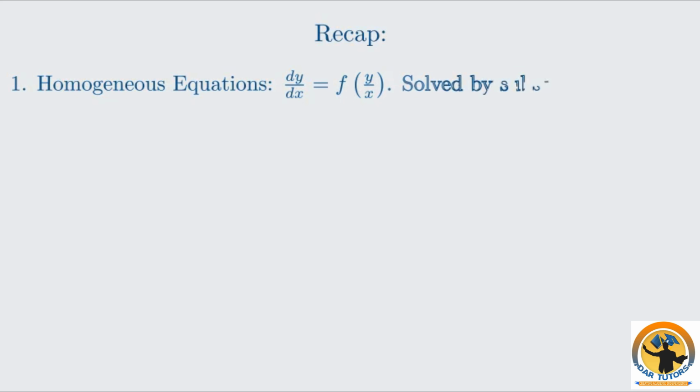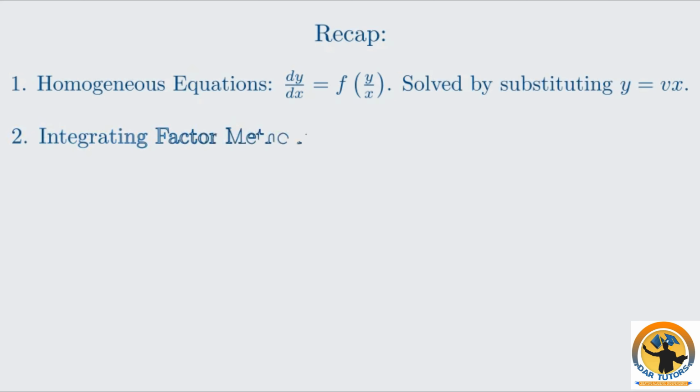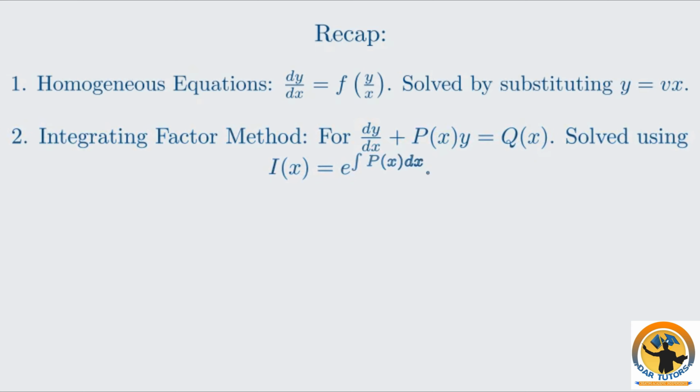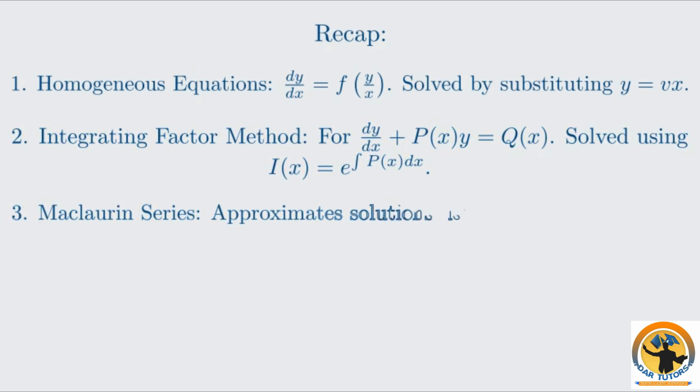Let's quickly recap what we've covered. We've explored three essential methods for solving and approximating differential equations. First, we learned how to solve homogeneous differential equations by using the substitution y equals vx to transform them into separable equations. Second, we mastered the integrating factor method for solving first-order linear equations of the form dy/dx plus p of x times y equals q of x. Third, we saw how to use Maclaurin series to find polynomial approximations of solutions, which is crucial when an exact solution is not feasible. These techniques are fundamental for IB AA HL and will be invaluable in your studies.